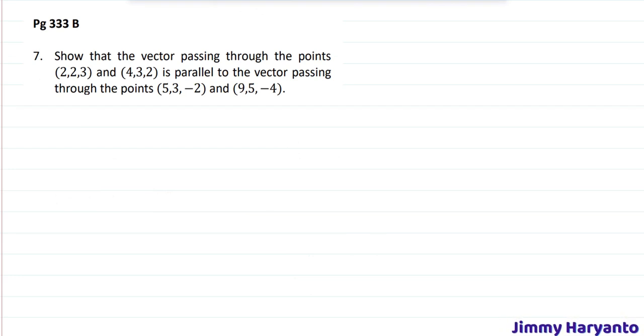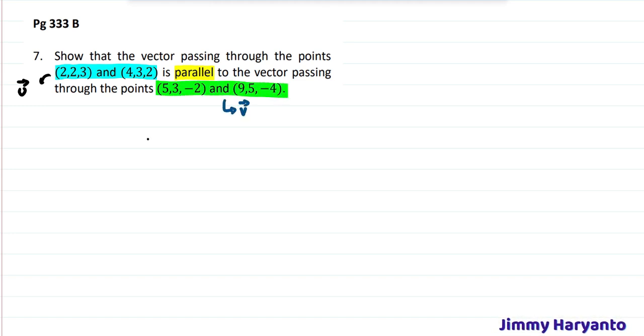Okay, next is page 333, section B. We have the word parallel. That means we have to use the formula of parallel. Let's say the vector passing this point is U, and the vector passing these points is V, and because they are parallel, that means U equals K times V.